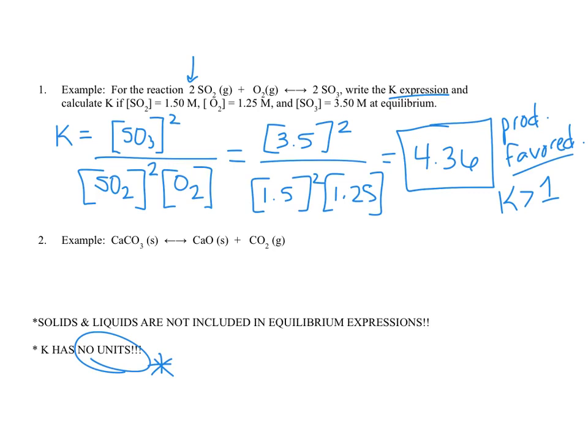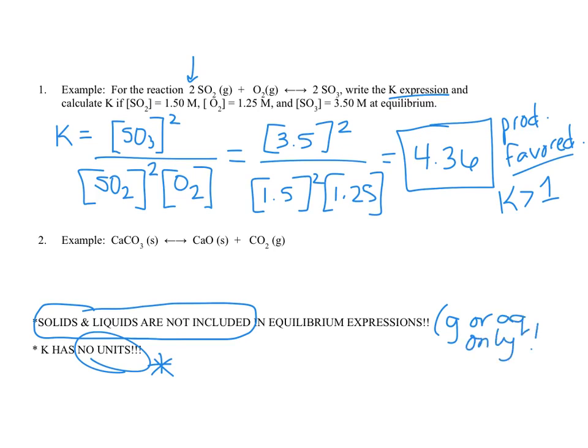Also important to know, solids and liquids are not included in equilibrium expressions. We're only going to include gases or aqueous substances only. So what that means here for the second example, calcium carbonate is a solid, calcium oxide is a solid. So if I'm going to write the K expression, I'm just going to do products over reactants. That's just going to leave me with the concentration of CO2 because everything else is not included in my expression.